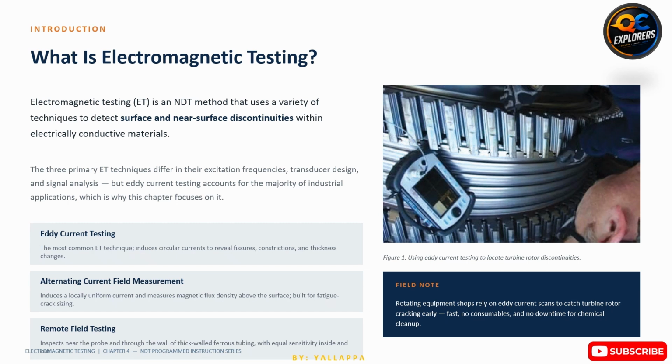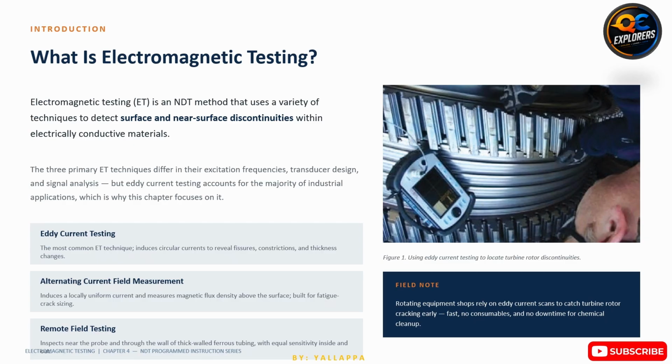The second technique is alternating current field measurement, commonly known as ACFM. Unlike conventional eddy current testing, ACFM induces a uniform current across the surface and measures changes in the magnetic field created by surface-breaking cracks. One of its biggest advantages is its ability to detect and size fatigue cracks without requiring extensive surface preparation, making it particularly useful for offshore structures, welded joints, and in-service inspections.